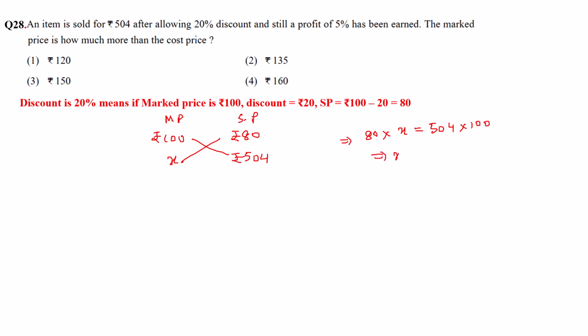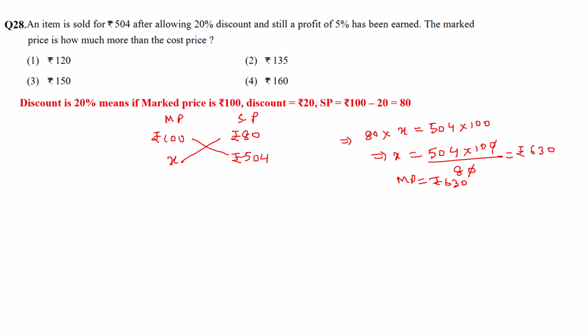So the value of x will be 504 into 100 divided by 80. And when you simplify it, you are going to get the answer as 630 rupees. So I got my marked price as 630 rupees. Let's solve to get the cost price.